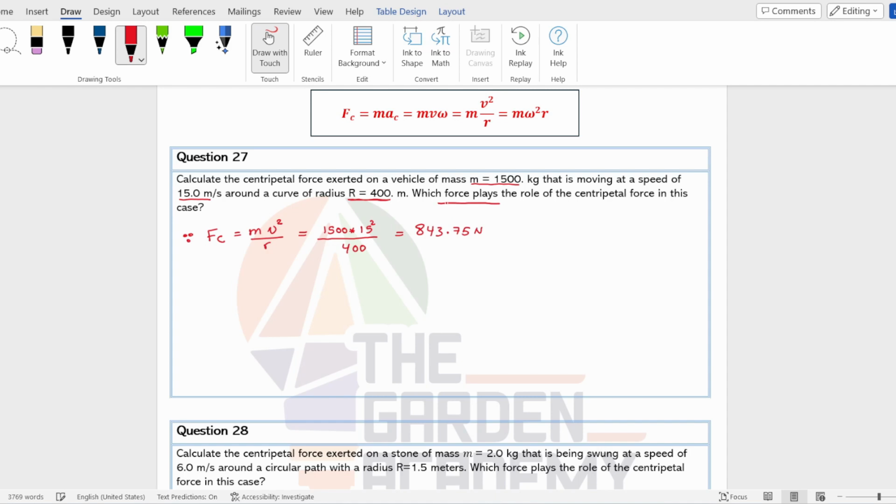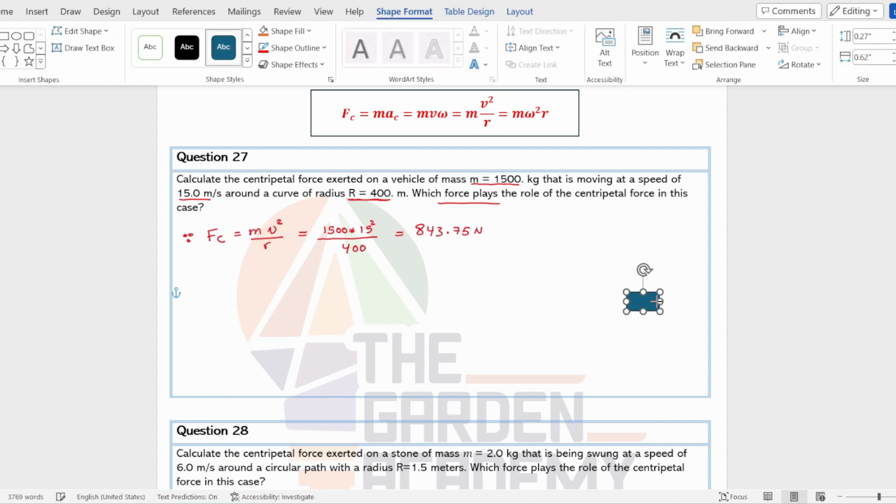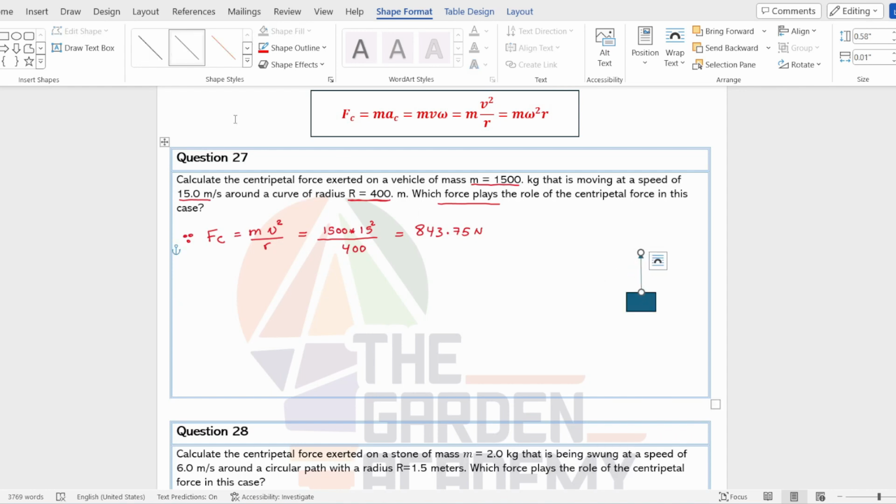Now we are asked which force plays the role of the centripetal force. If we draw a simple free body diagram, let's assume that this is the car, or the vehicle. Now let's draw the forces acting on the vehicle. As we said, we don't have a banked curve, so we have flat ground. So we have the first force upward and the second force downward, which we will identify. And then we have a force towards the center of rotation. Let's assume that this is the center of rotation, so I have a force towards this direction.